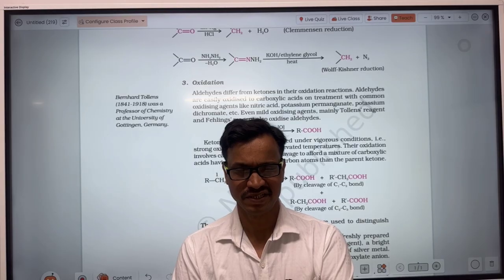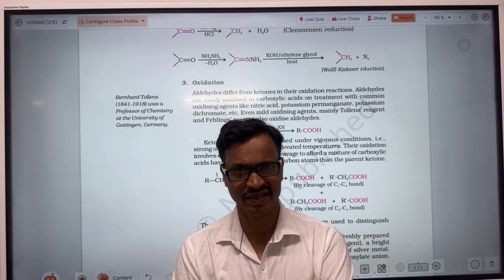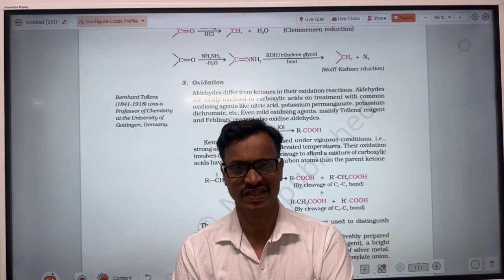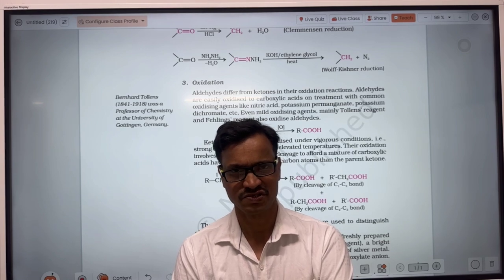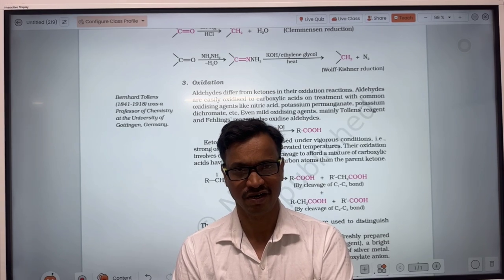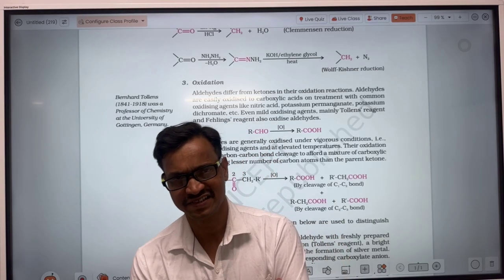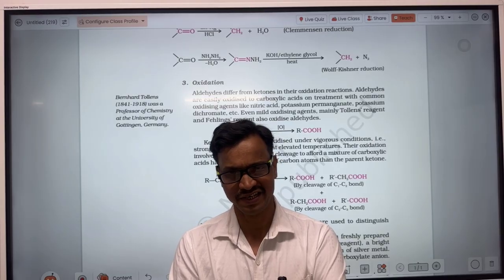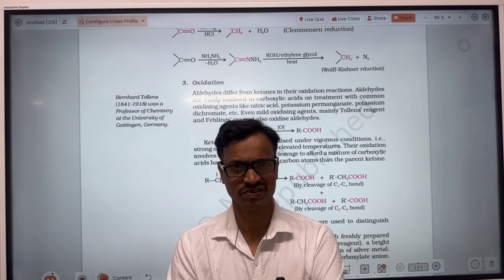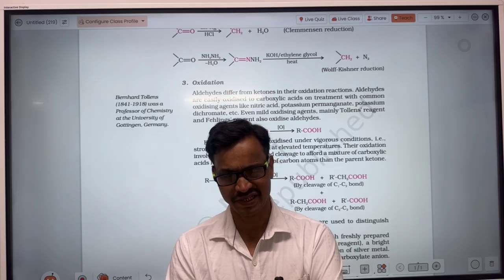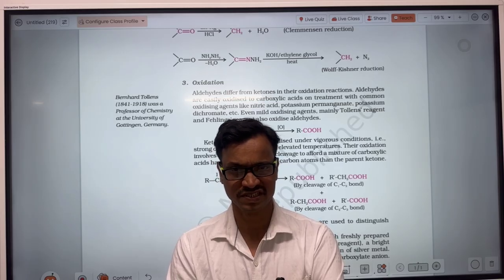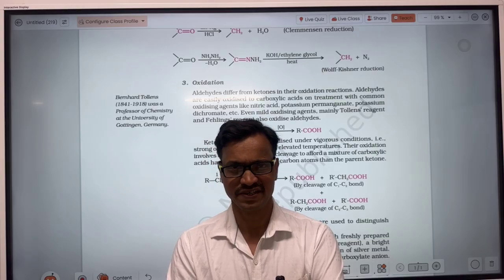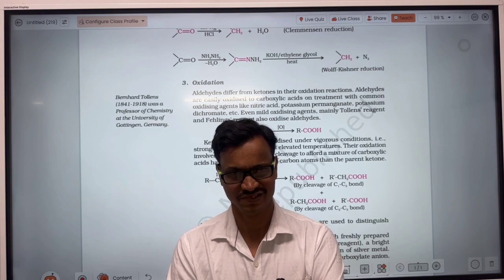will not react with a mild oxidizing agent. It will react only with a strong oxidizing agent and under vigorous condition. As aldehyde is more reactive than ketone, aldehyde will react with a mild oxidizing agent also. But the ketone is not so reactive. That's why it will react with the strong oxidizing agent only, and that will also be under vigorous condition.